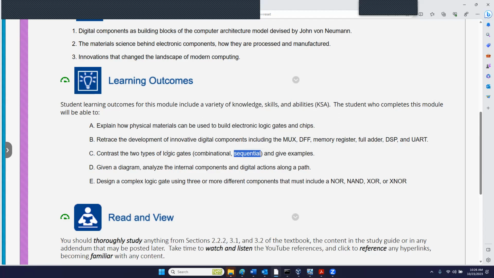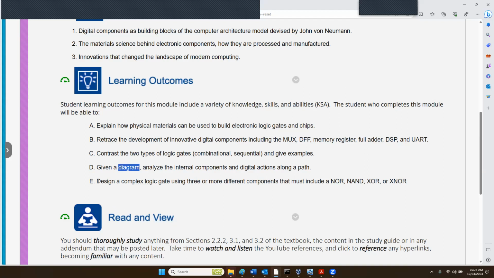So we're going to take a deeper dive into a special class or category of logic gates that allow for timing to occur. And then we're going to give you examples of those. A system clock would be a great example of that. So we'll be spending quite a bit of time reviewing and analyzing system clocks. We want you to be able to analyze the internal components and digital actions along a certain path if we give you a diagram. So that's one of the goals of our module.